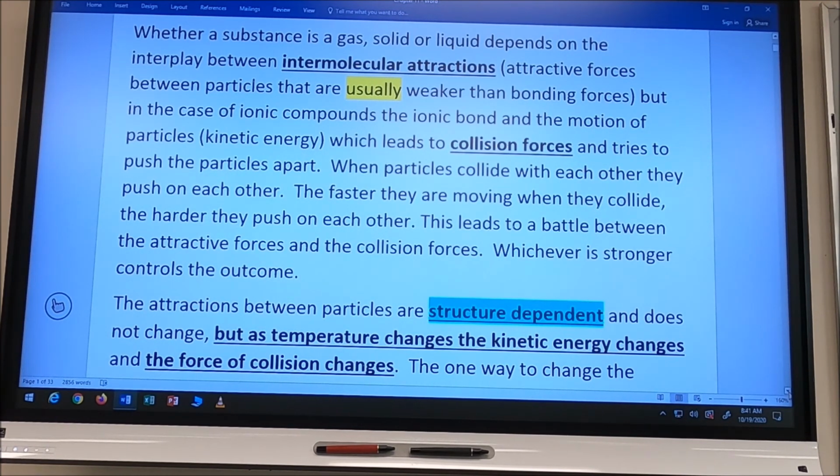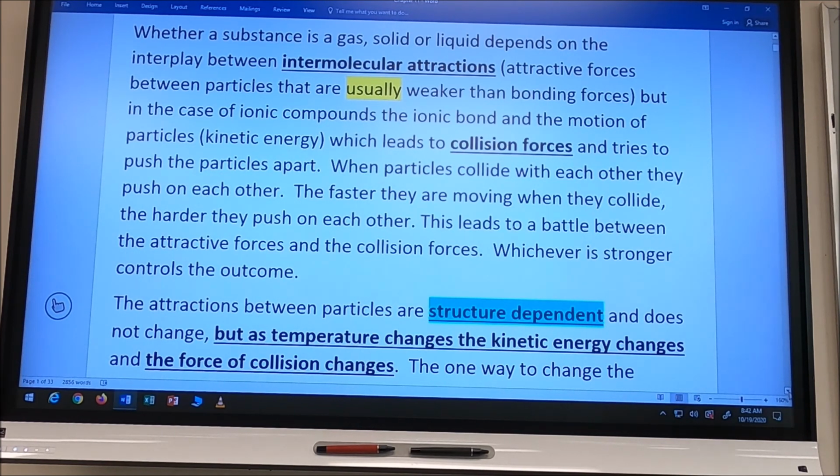So when the particles collide with each other, they apply a force on each other, which essentially says move away from me or move out of my way. The faster they're moving, the harder they collide, the more force they apply to each other, the more they want to move apart. Okay, so what we have is a battle going on between attractive forces and collision forces. Whichever one's stronger dominates the outcome.